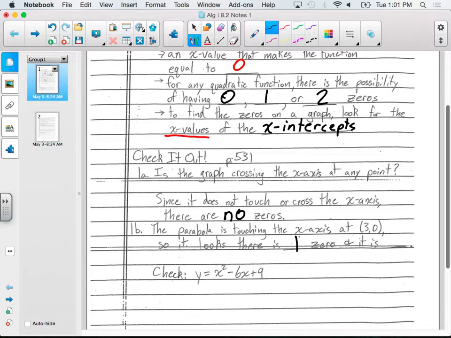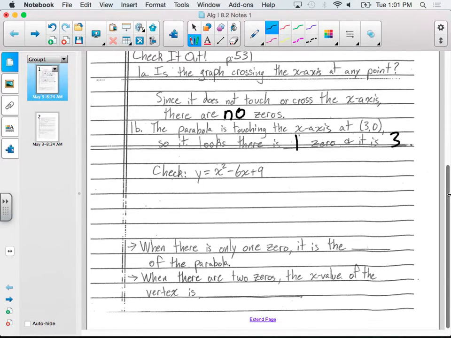3, 0. No, that's the x-intercept. So what do you want? We just want the value of our zero, 3. Yes, there you go. So the difference between a zero and an x-intercept is a little tricky. A zero is just one number by itself, while an x-intercept is an ordered pair. Okay. So we have 1 zero.